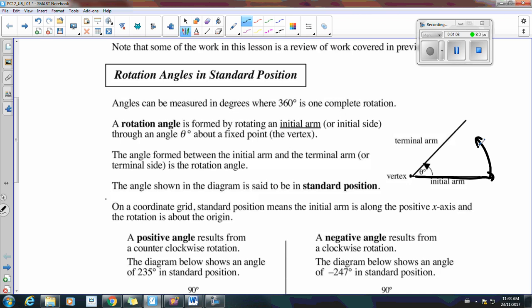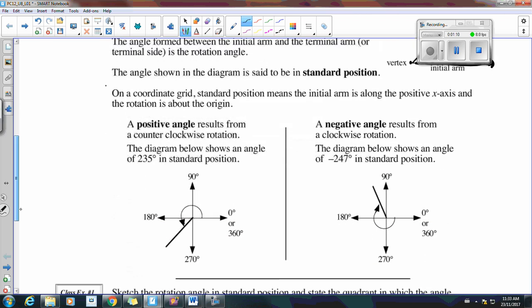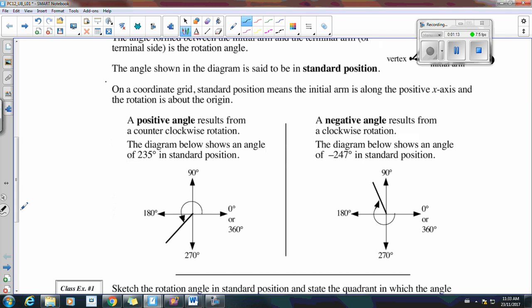On a coordinate grid, standard position means the initial arm is along the positive x-axis and rotation about the origin. A positive angle results from counterclockwise rotation. So for example, here we have a degree of positive 235 to go from there to there. A negative angle results from clockwise rotation. So the diagram below shows negative 247. So we always start at the positive x-axis. This time we went clockwise, so that is a negative angle.